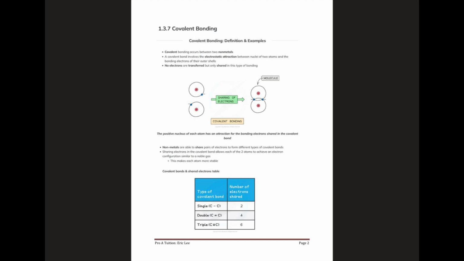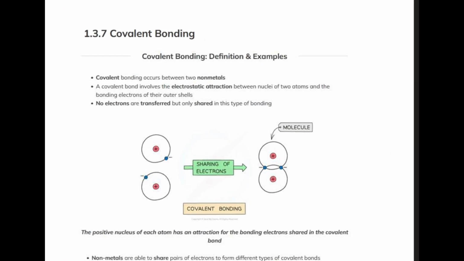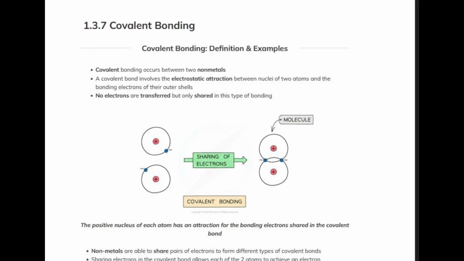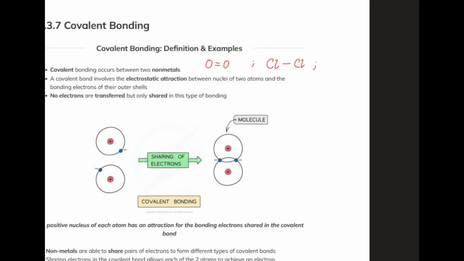So, covalent bonding, let's take a look. First, let's see the definitions. Covalent bonding occurs between two nonmetals. For example, an oxygen molecule, O2, or another example, chlorine. These are covalent bonds, or maybe another example, water.